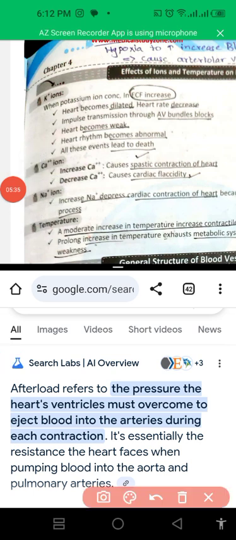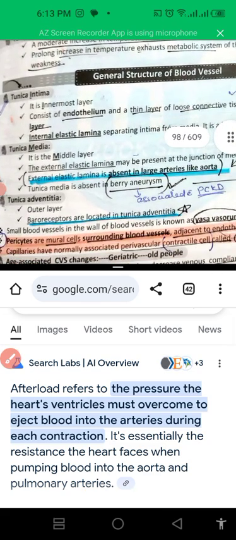Another one is temperature. A moderate increase in temperature increases contractility, while a decrease results in decreased contractility. So these ions have different roles in the function and the contraction of the heart.